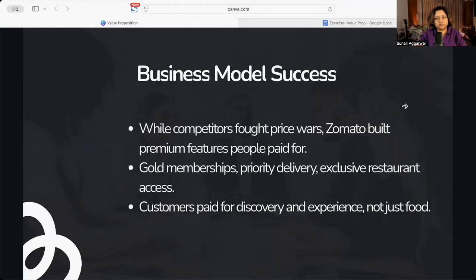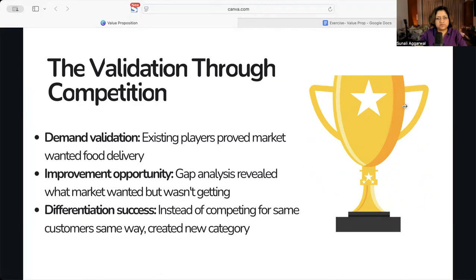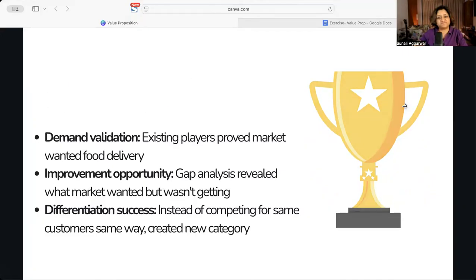While competition fought on price, Zomato built premium features people paid for: gold membership, priority delivery, exclusive restaurant access. Customers paid for discovery and experience and not just food. So the validation came through competition. Competition gave you validation that the market is big enough. There was enough investment opportunity, and Zomato built a differentiation for themselves, which has led to their success.